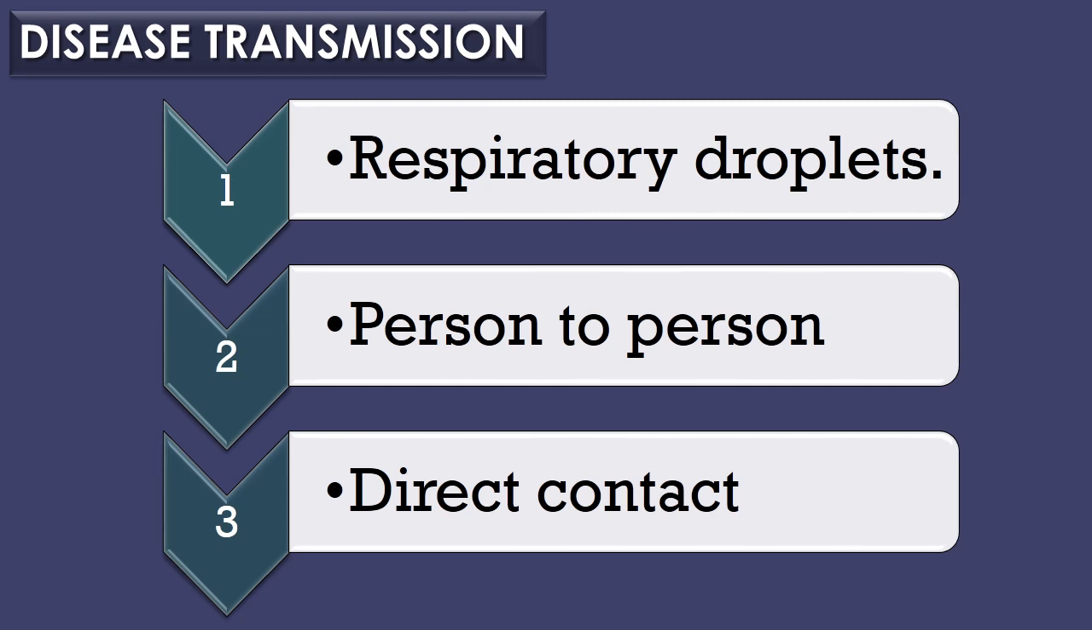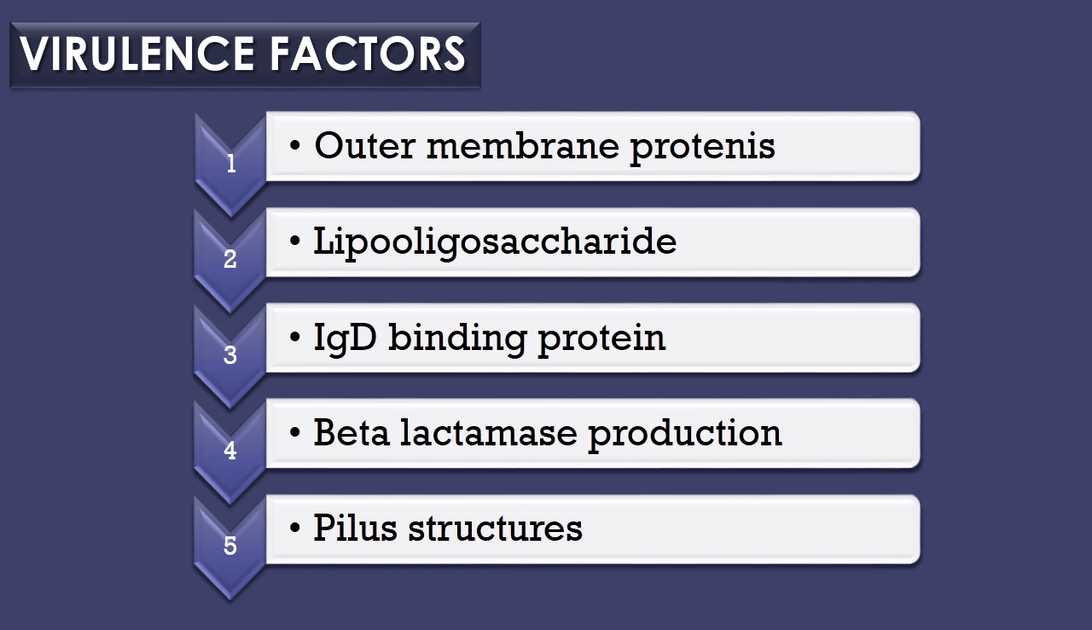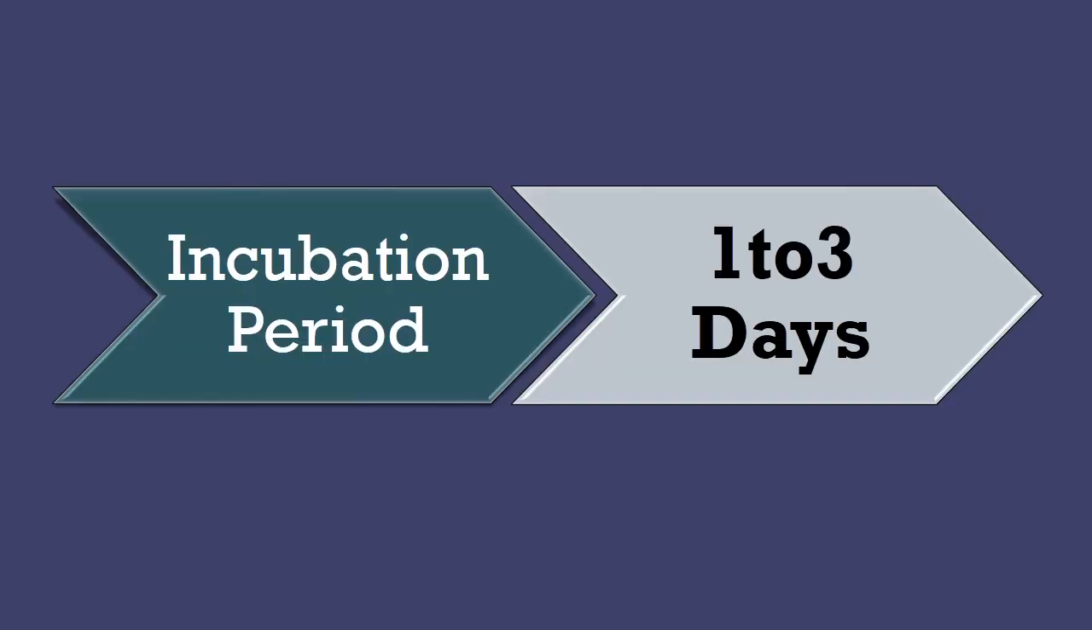Now we are going to see the disease transmission of Moraxella catarrhalis. The disease can be transmitted in two ways: by inhaling the respiratory droplets from an infected person, or by direct contact with infected persons. The next is virulence factors. The virulence factors of Moraxella catarrhalis are outer membrane proteins, lipo-oligosaccharides, IgD binding proteins, beta-lactamase production, and pilus structures. The incubation period of Moraxella catarrhalis is 1 to 3 days.